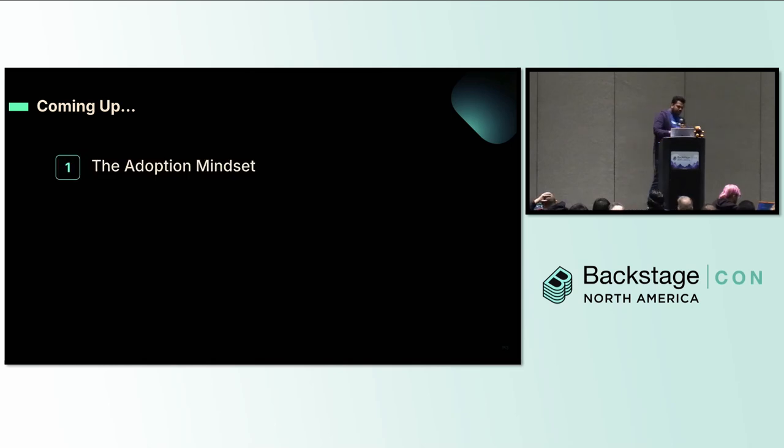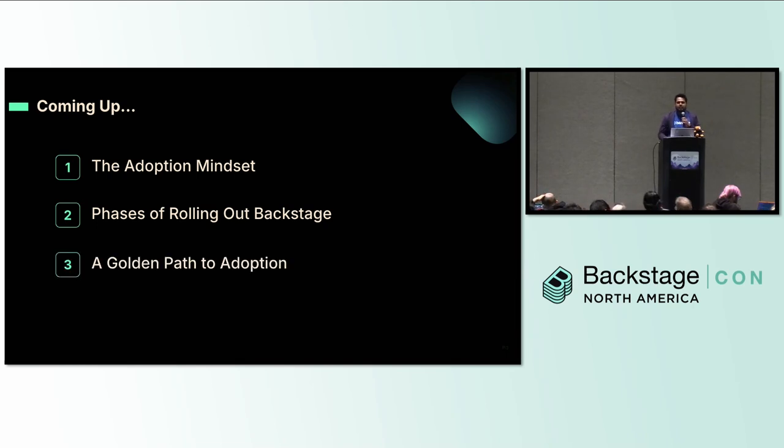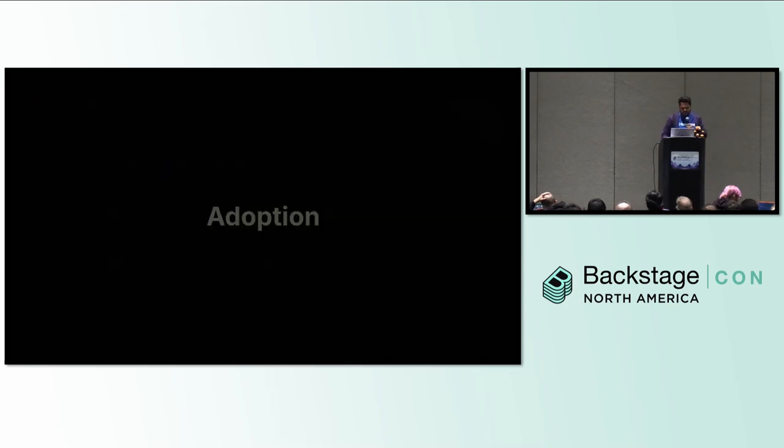This talk, particularly, I just want to talk about three core things. One is, what's the mindset we need to adopt Backstage? How do we roll out? What are the different phases of rolling out Backstage? And what does a good golden path to adoption look like? You saw my slide making thing earlier. That is also a use case of Backstage, but clearly not what it's designed for. So there is a golden path to Backstage adoption.